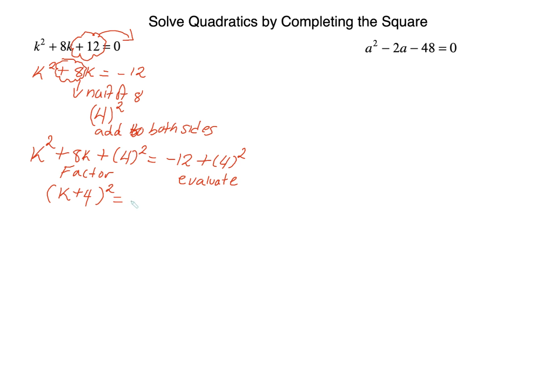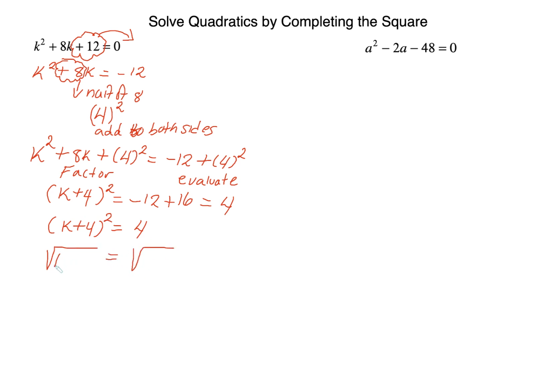Over on the right hand side, I have negative 12 plus 4 squared, which is 16. And when I evaluate negative 12 plus 16, I get 4. So I have k plus 4 all squared equals 4. Now remember, we're solving. So your next step is you're going to take the square root of both sides because we want to find k.